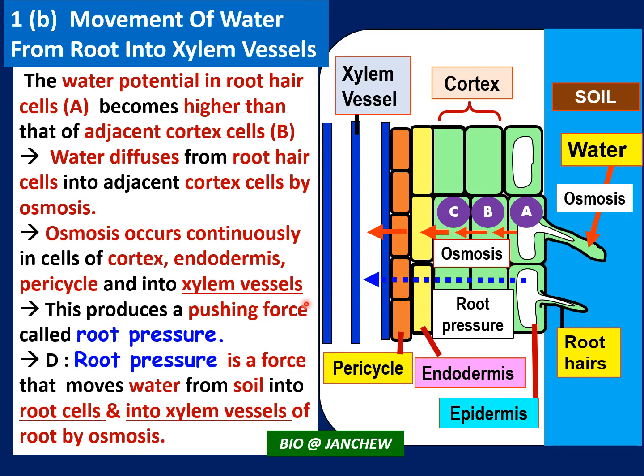Now, this process of water movement by osmosis creates a pushing force called root pressure. So root pressure is a force, not a process. Root pressure is a force that moves water from soil into the root cells and then into xylem vessels of the root through the process of osmosis. So osmosis is the process that produces the force called root pressure, which is a pushing force that pushes water into the xylem vessels in the roots.